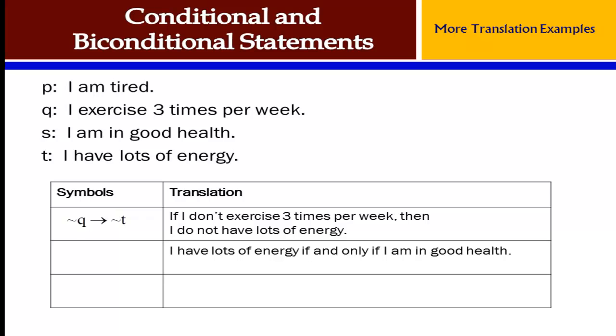Now in our second translation, we've been given the verbal statement and we want to write the symbolic form. I have lots of energy if and only if I am in good health. I have lots of energy is simple statement T. I am in good health is statement S. So we've got T and S, and we've got the words if and only if. That means the symbolic form of this statement would be T if and only if S.